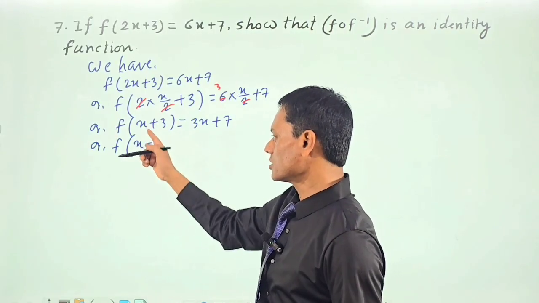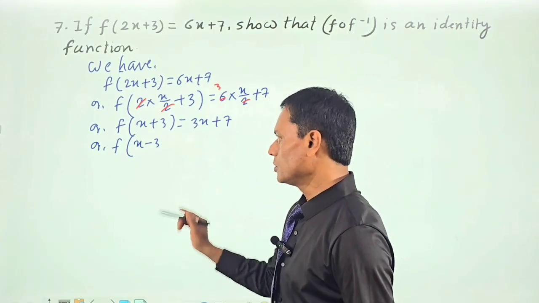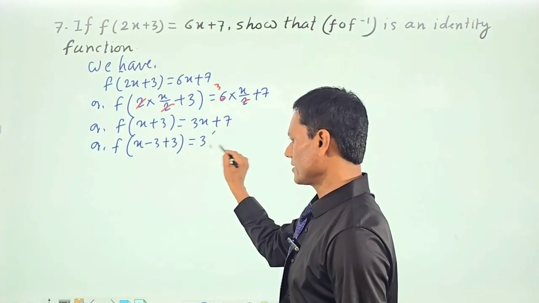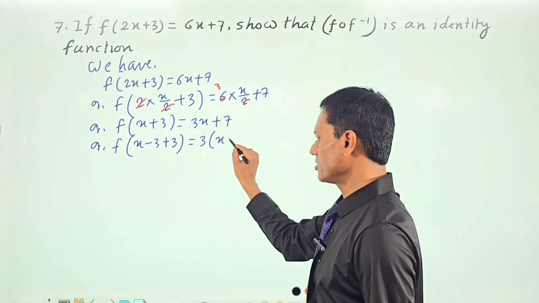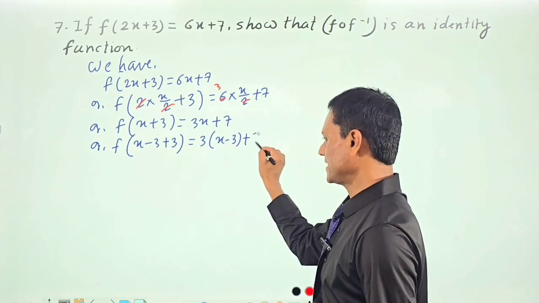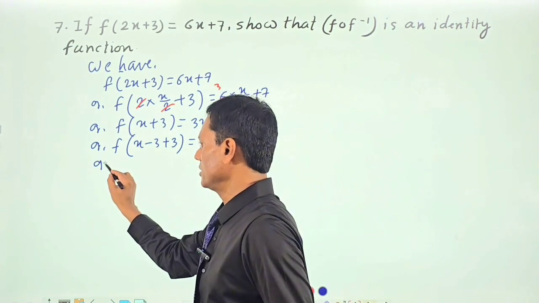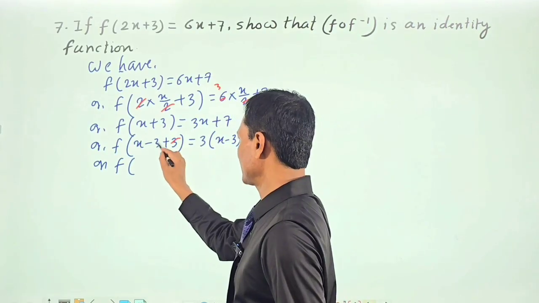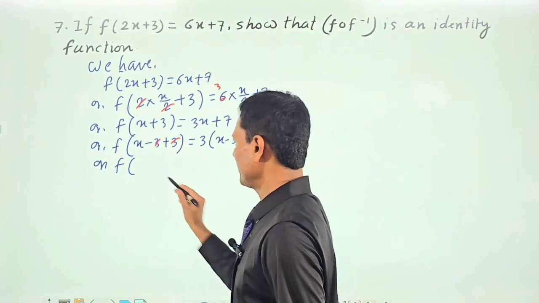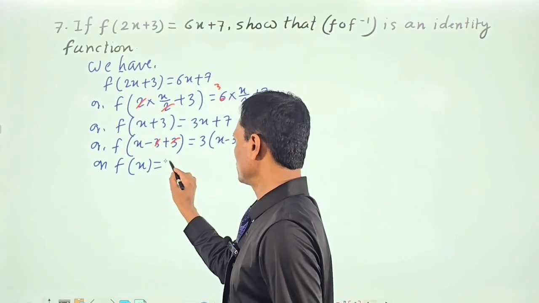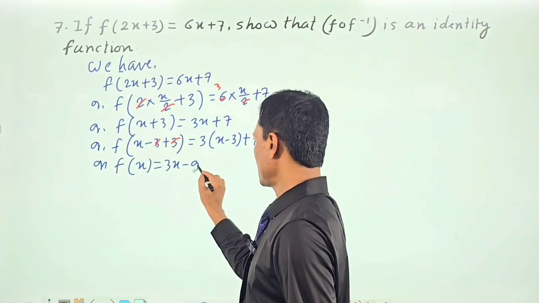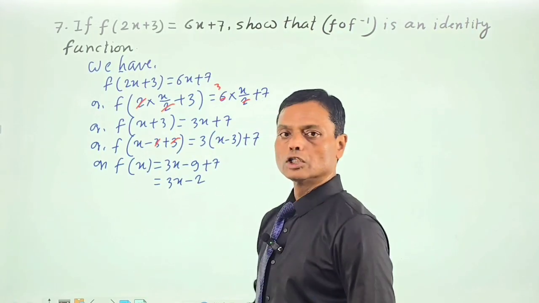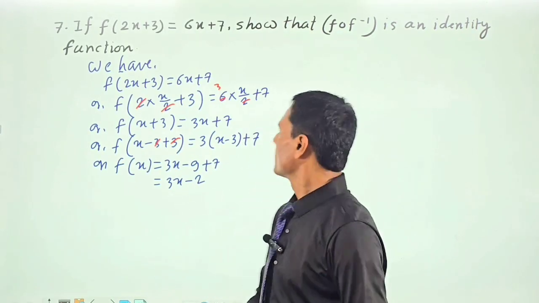So at the place of x, just put the value x minus 3. Then here plus 3. At the right hand side also, x is replaced by x minus 3. And there is a plus 7. And this becomes f. Plus 3 and minus 3 will cancel. Just we can cancel it. Then we have here f of x equals to 3x minus 9 plus 7. That is 3x minus 2. So we have the value of f of x.